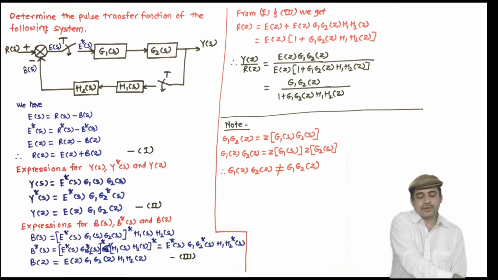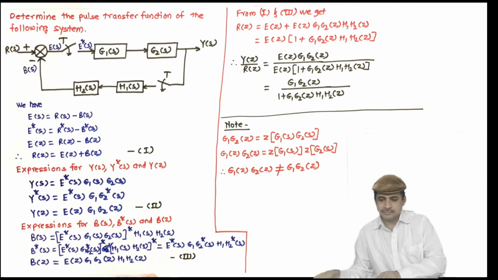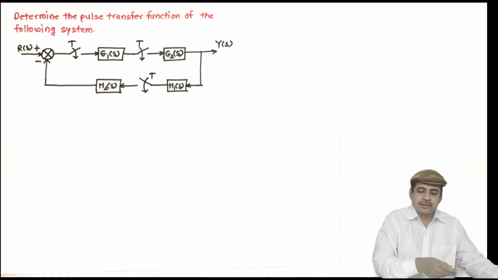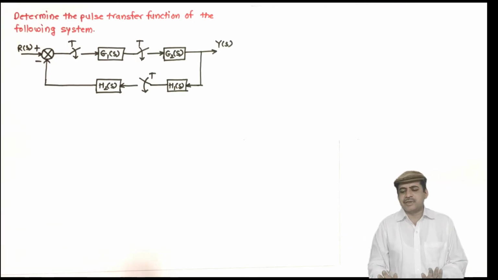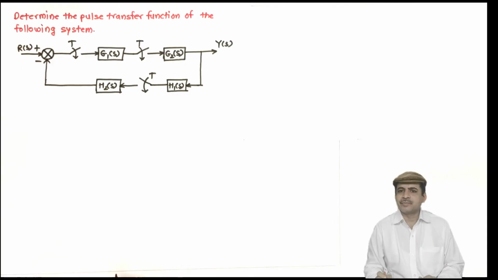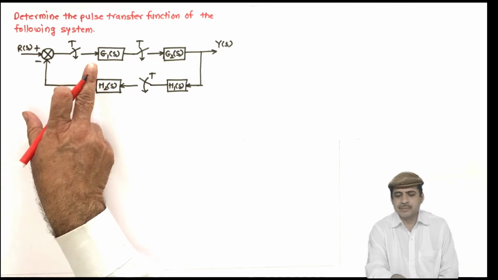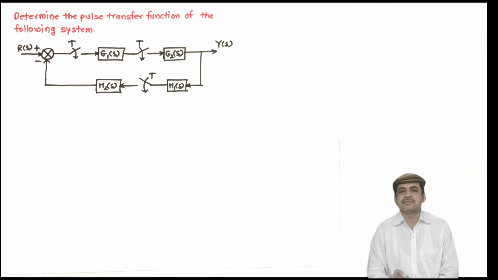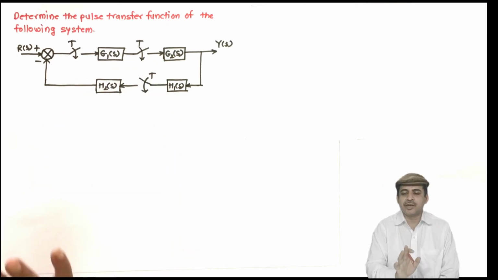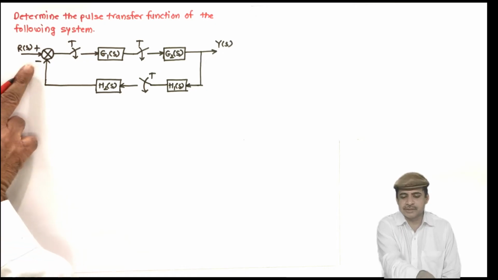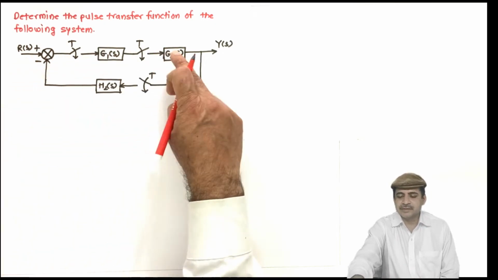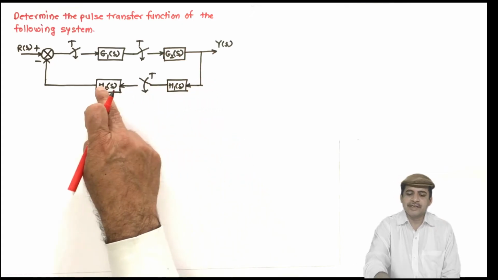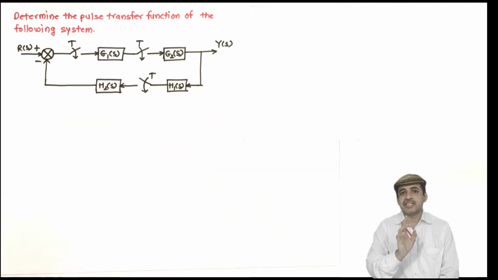Correct. Now what we'll do, we'll solve one more problem. In this example, it is a similar example, just the position of the sampler is changed. So the answer, we already know: the numerator will be, since this G1 and G2 are separated, G1(z) G2(z), and the denominator will be 1 plus G1(z) G2H1(z) H2(z). So this is the expected answer.